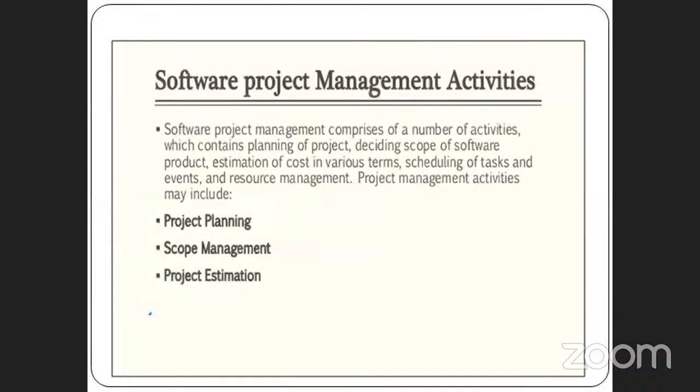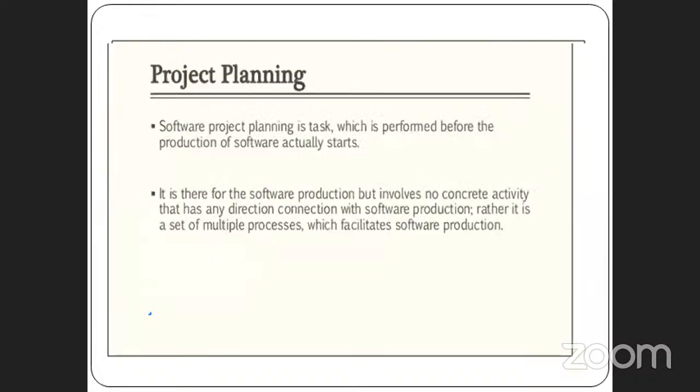Next one is software project management activity. How does this activity help us? The software activity helps in many ways, like planning, deciding software products, estimation of cost, scheduling the tasks, and resource management. Not only that, it also includes project planning, scope management, and project estimate.